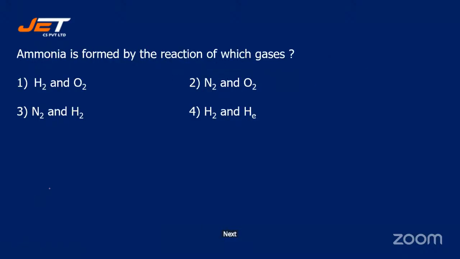Next question. Ammonia is formed by the reaction of which gases? Nitrogen and oxygen, nitrogen and hydrogen, hydrogen and oxygen, hydrogen and helium. So which of the following gases will combine together to form ammonia? Saumika mentioned option 3. Navtej, option 1. Shrutasya, option 3.